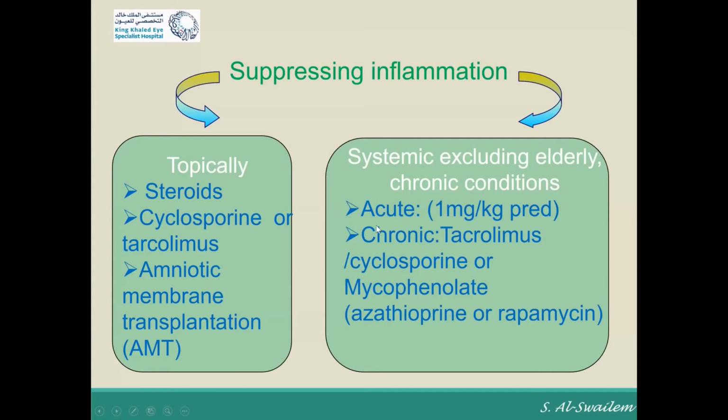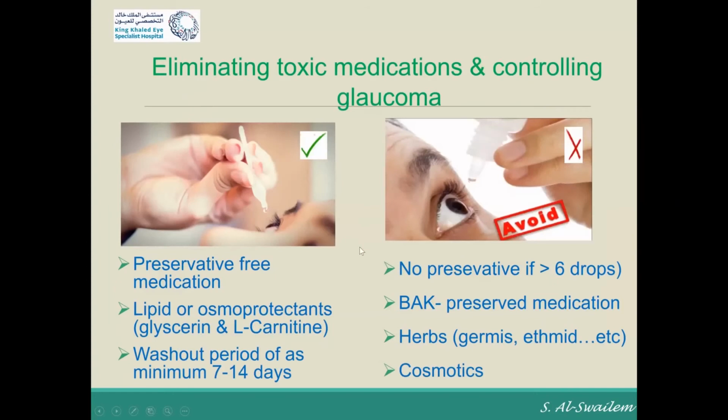immunocompromised patients. So we can use a pulse therapy of prednisolone in the acute stage, followed by a short tapered course of oral prednisolone. In a chronic condition, we can use the calcineurin blockers such as tacrolimus or cyclosporin, or we can use mycophenolate medications. And the second step is that you need to eliminate any toxic medications and control the glaucoma.